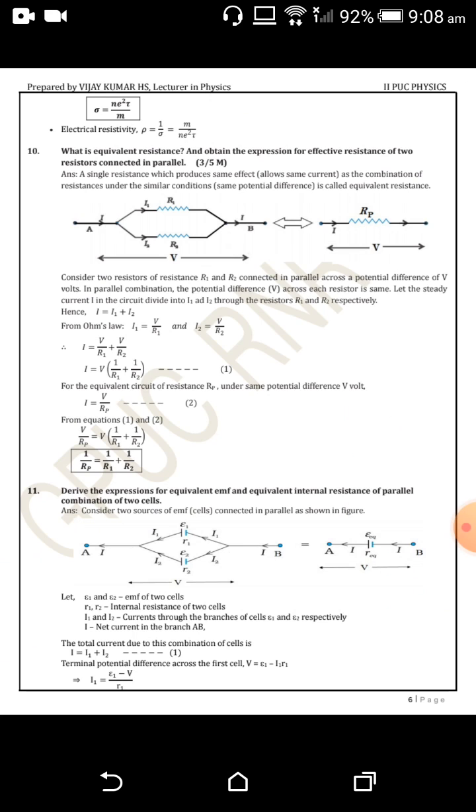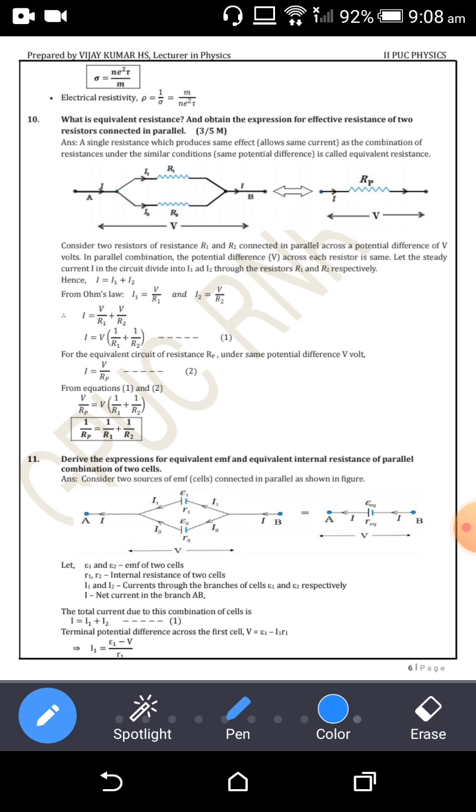This question can be asked either for 3 marks or for 5 marks. The next is an important question which they usually ask for 5 marks: derive the expression for equivalent EMF and equivalent internal resistance of parallel combination of two cells. The 5 mark question you can expect is either this one regarding the conductivity of a material of a conductor, or this 11th one. So both are important.